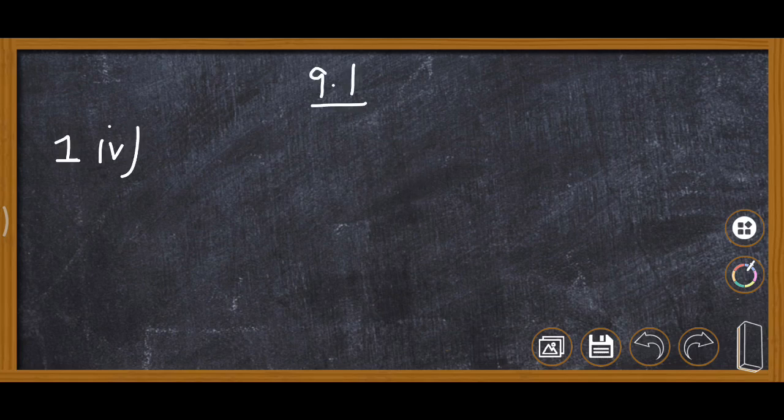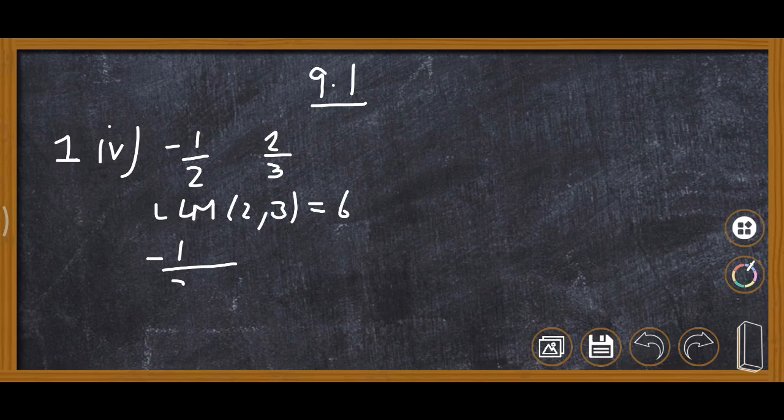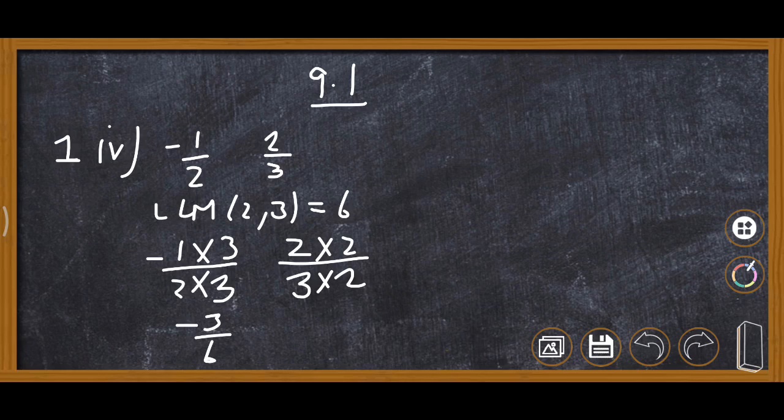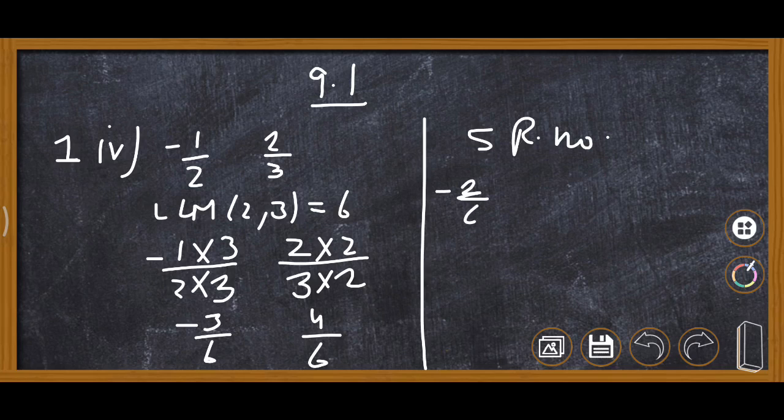Now this is the fourth part, 1 upon 2 and 2 upon 3. The LCM of 2 and 3 is 6. Here we are required to make the denominator the same. So here we will multiply by 3, 2 3s are 6, and here 3 2s are 6, so multiply by 2. Then here 3 upon 6, and here 4 upon 6. Then we will write 5 rational numbers: 3.2 upon 6 and so on, that is, minus 2 upon 6, minus 1 upon 6, 0, 1 upon 6, 2 upon 6.